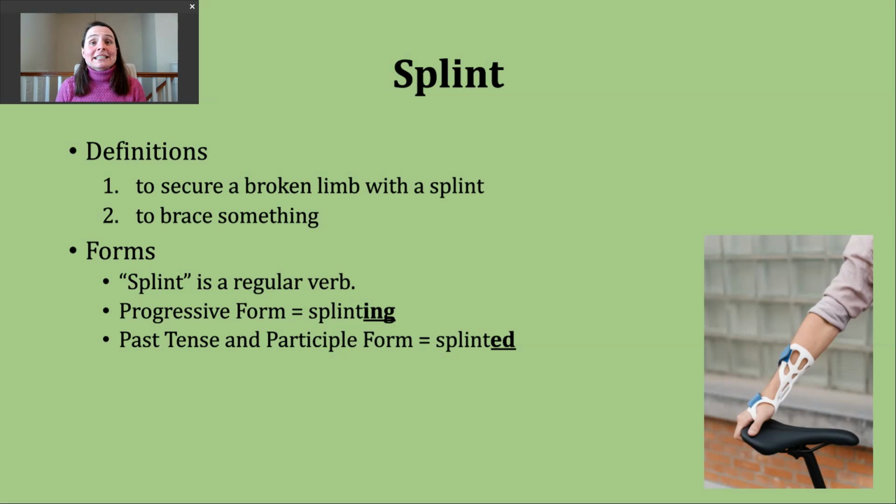You should know that splint is a regular verb. To make the progressive form, you're going to add an ing to form splinting. The past tense and participle forms of this verb are made by adding ed. Our base verb, splint, ends with a T sound, so our past tense and participle ending is going to make an id sound. We're going to add an extra syllable as we say this word. So it should sound like this: splinted, splinted.